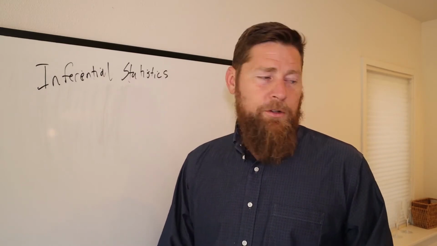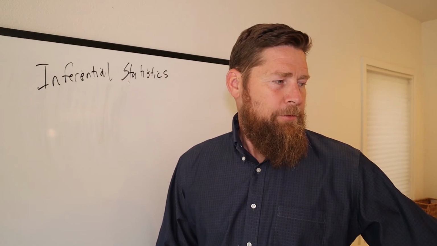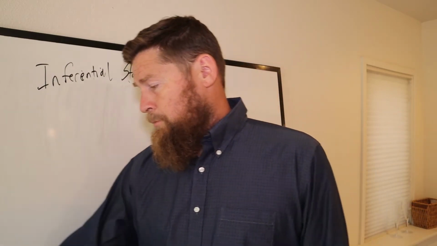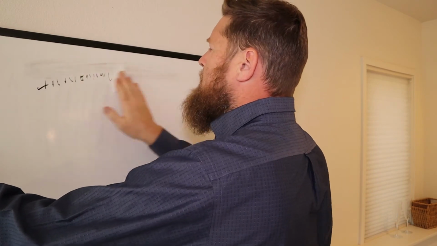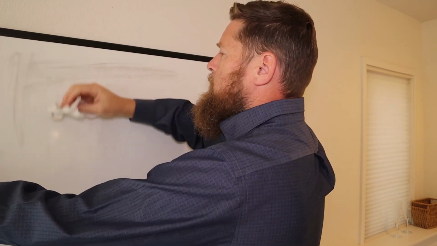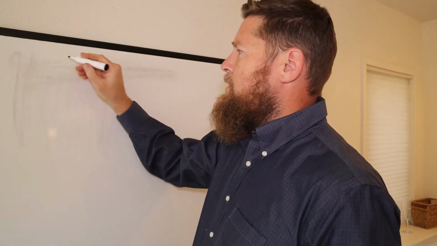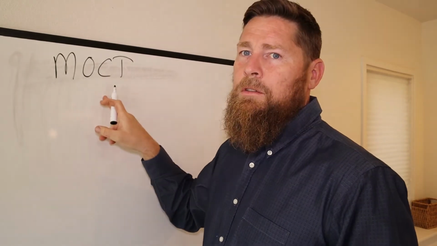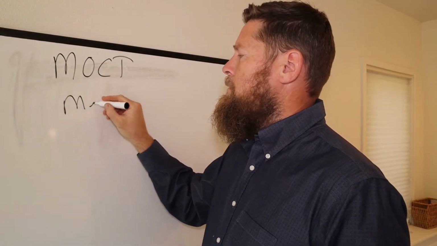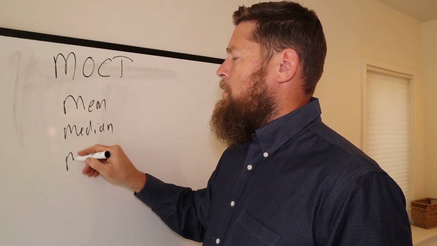Okay, so that's inferential statistics. What are some examples of descriptive and inferential statistics? Well, descriptive statistics, some examples are going to be the very next thing that we learn. So the examples that we'll use are the measures of central tendency. That will be the mean, median, and mode.